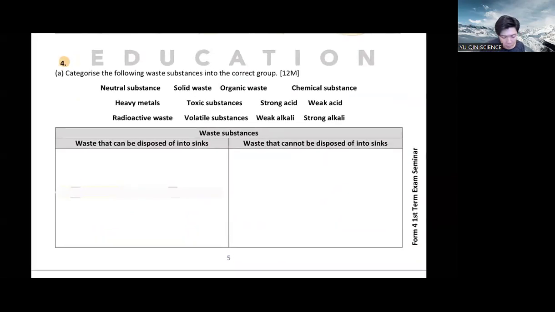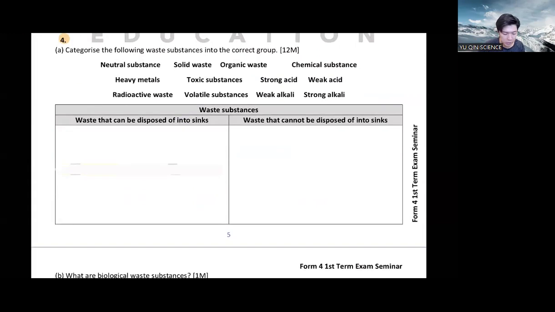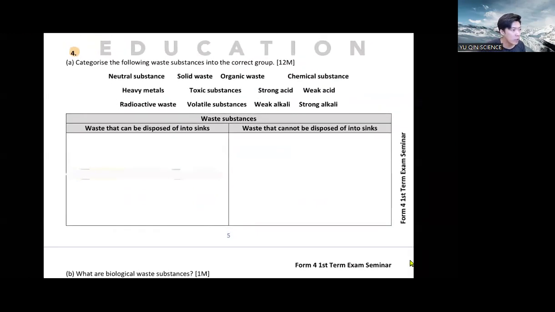I just want you to separate them into what can be thrown into the sink and what cannot, which you can also refer to your short notes. Okay, just a short while for you to differentiate. You try to categorize into two groups, then we move on later to B.